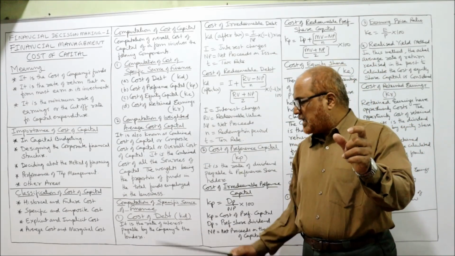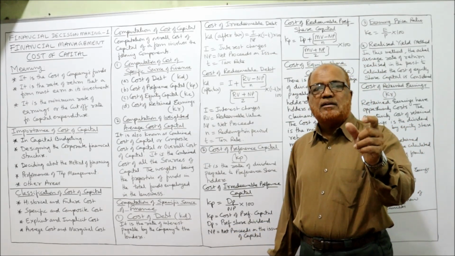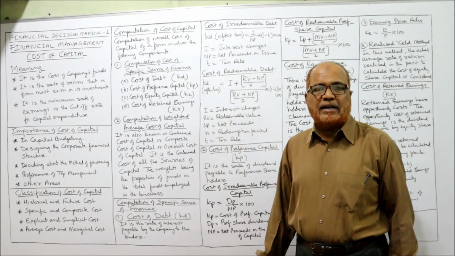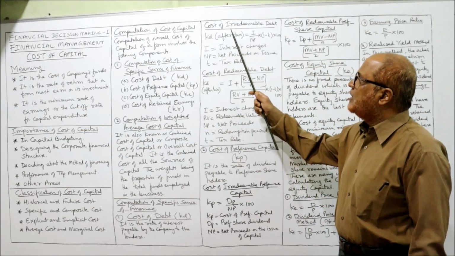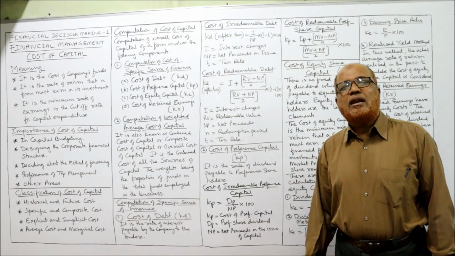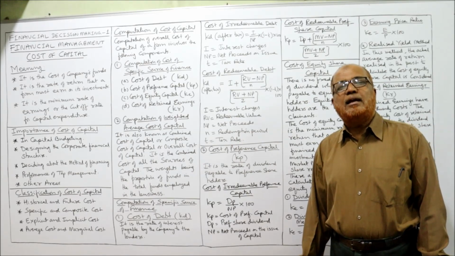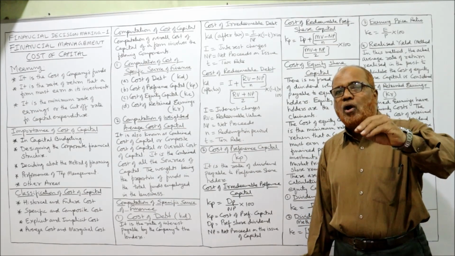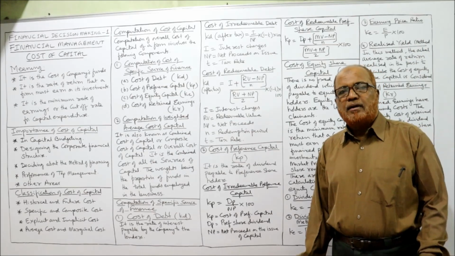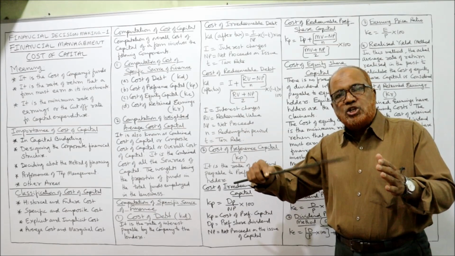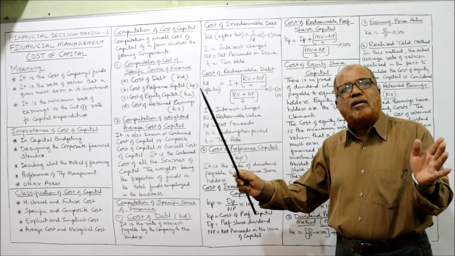Rate of interest, KD, cost of debt. It is the rate of interest payable to the lenders of money. Now, debt is again divided into two categories: irredeemable debt and redeemable debt. Irredeemable debt means the debt which will not be repaid back. That means perpetual debt. The company has issued the debentures, but it will not redeem it.